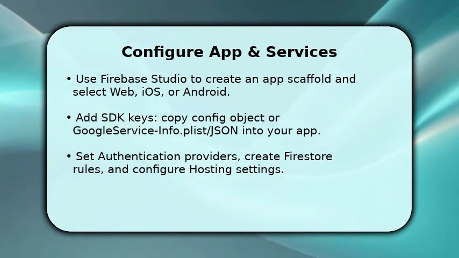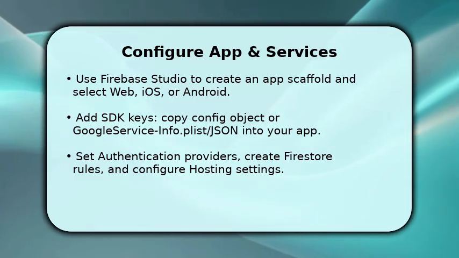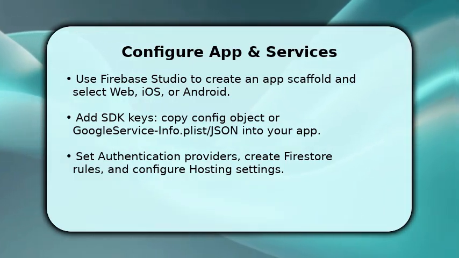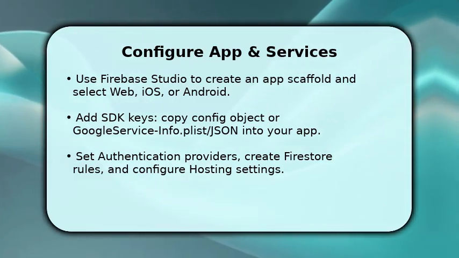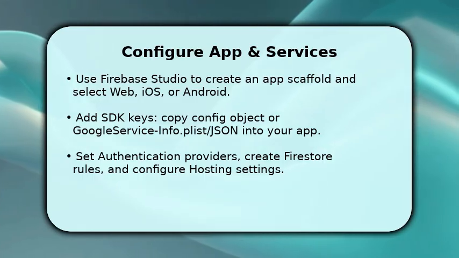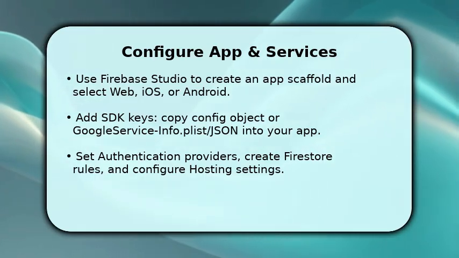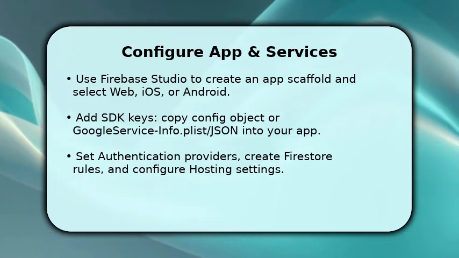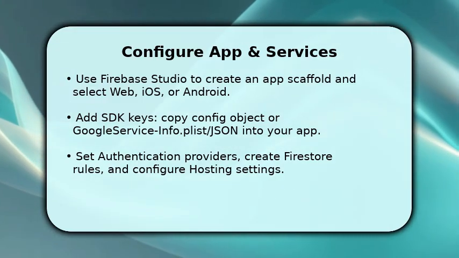Create the app scaffold in Studio and pick the platform so generated config matches your target. Then copy the SDK config into your project files, either the config object for web or the google-services.json for native apps, so the app authenticates with your project.